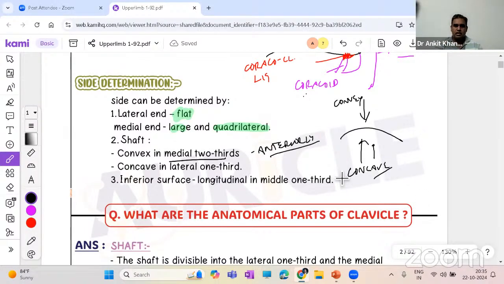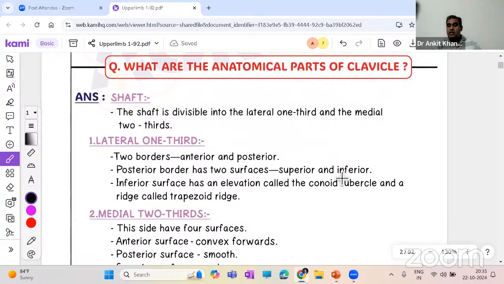That's the main difference. What are the anatomical parts of the clavicle? Any long bone will have a shaft. The shaft is divisible into the lateral one-third and medial two-third. Then what else do we have? In the lateral one-third, because it is flatter, it has two borders, front and back. Because the lateral part is flatter. The inferior surface has an elevation, must know: the conoid tubercle and trapezoid line.